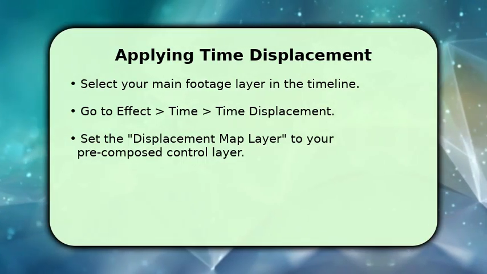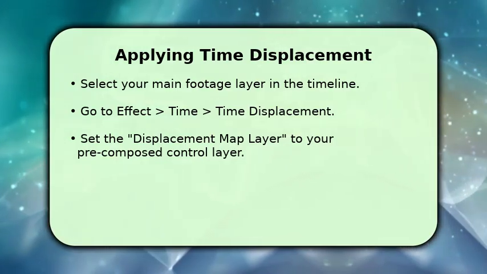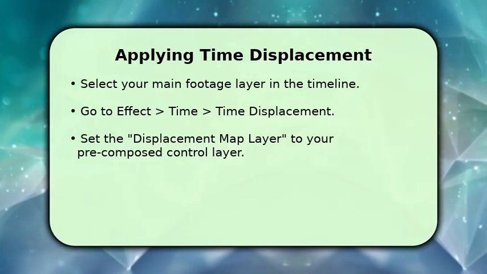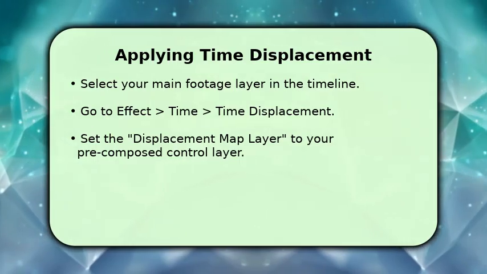Crucially, adjust the max displacement time value. A value of, say, 2 seconds means pixels can be displaced up to 2 seconds forward or backward, creating a significant visual impact. Experiment with this setting to find your desired intensity.